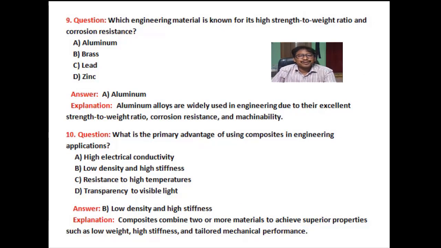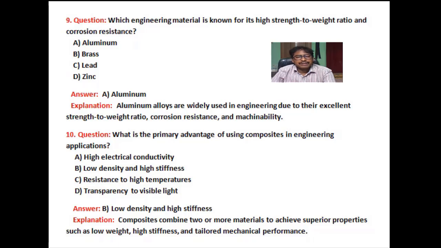Question 9: Which engineering material is known for its high strength-to-weight ratio and corrosion resistance? A. Aluminum. B. Brass. C. Lead. D. Zinc. Answer: A. Aluminum. Explanation: Aluminum alloys are widely used in engineering due to their excellent strength-to-weight ratio, corrosion resistance, and machinability.